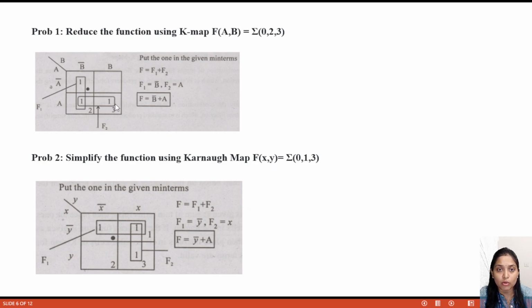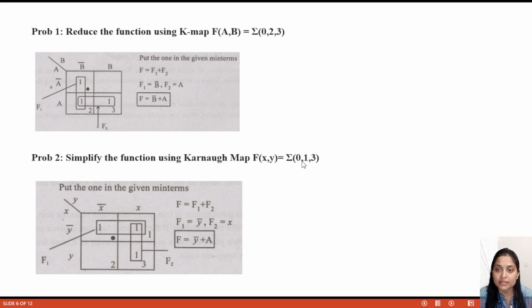Okay, another group here also we will form. So here we can see it shares two columns, B bar and B, and one row, A. So we can easily cancel out B bar and B, because when we multiply them, according to the Boolean law it will be 0. So we have to take only A. The final expression will be A plus B bar.